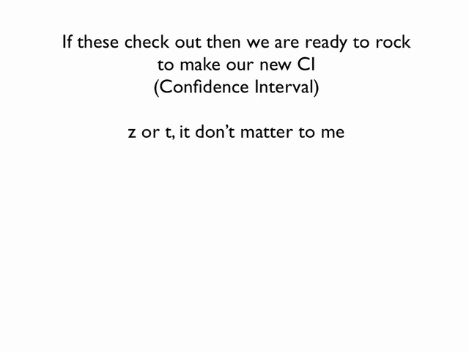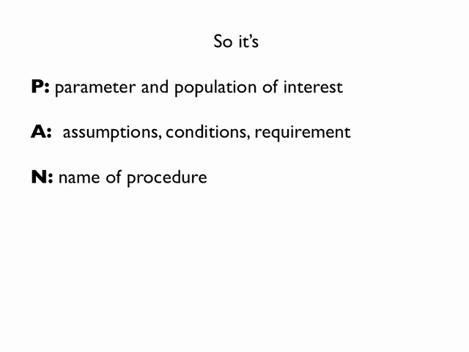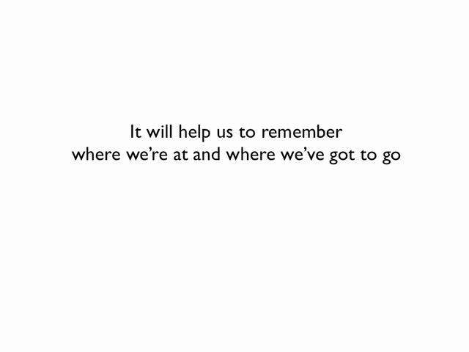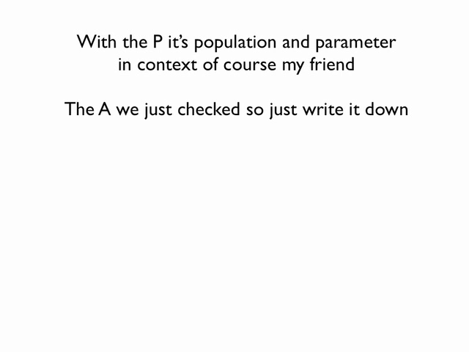Z or T, it don't matter to me. Like an eagle, we are ready to fly. So it's P-A-N-I-C. It's a word you've got to know. It will help us to remember where we're at, where we got to go. With the P is population and parameter, in context, of course, my friend. The A we just checked, so just write it down, and the step is at an N.